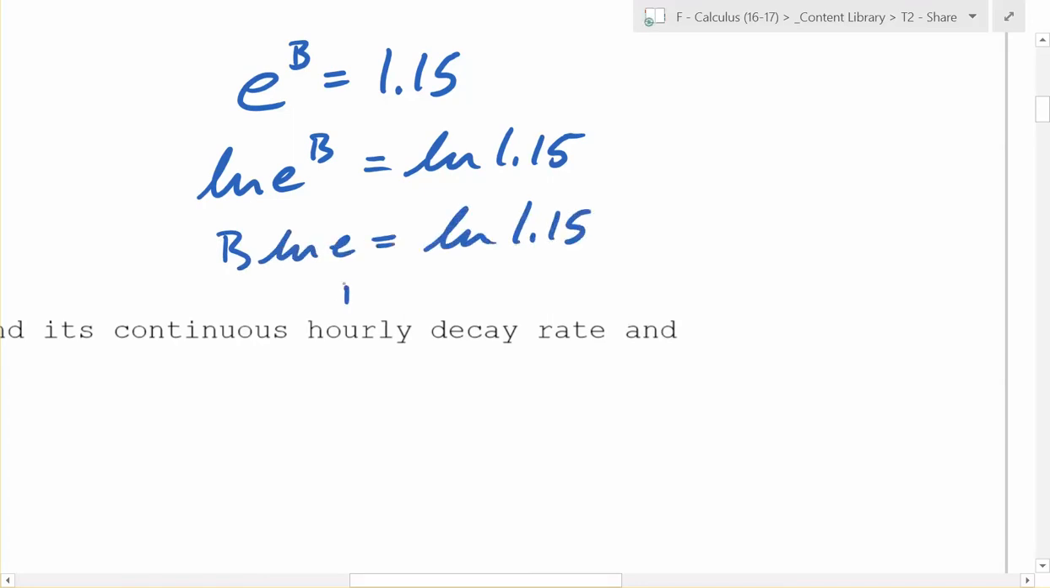ln 1.15. So what does b equal? Can someone do that? What is ln 1.15? What do you get? It's going to be less than 1 or greater than 1? 0.1397. Why does that make sense?